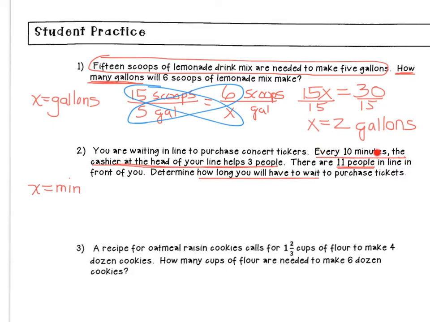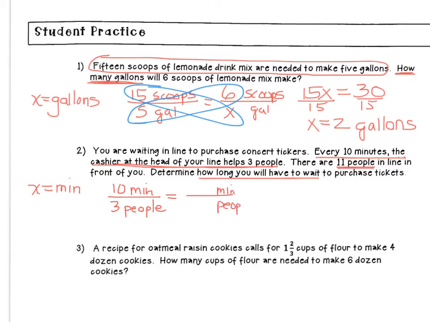Alright, every 10 minutes, the cashier at the head of your line helps 3 people. That's one sentence. It all goes together. That's your first ratio. Every 10 minutes, a cashier helps 3 people. So put it in one ratio altogether. Now that establishes how your other ratio is going to go. It's also going to be minutes over people.